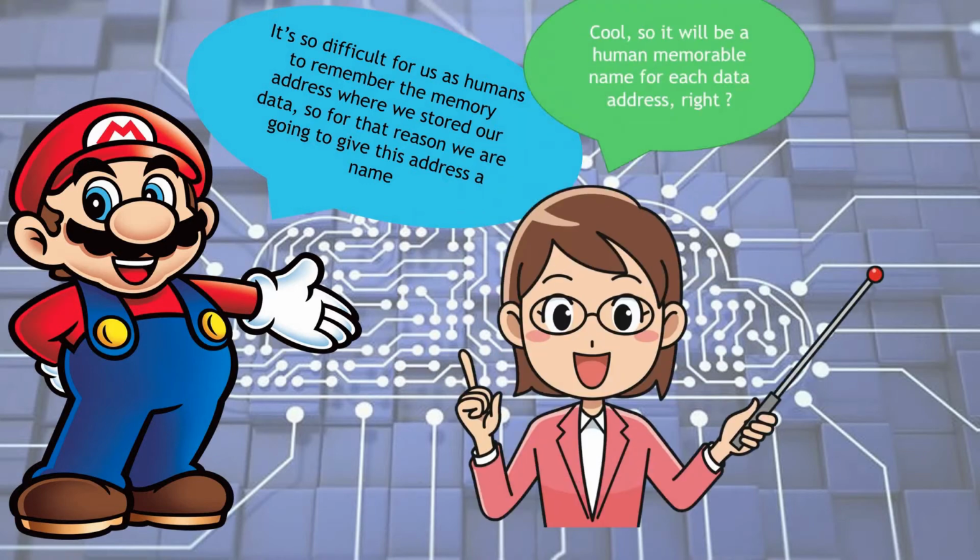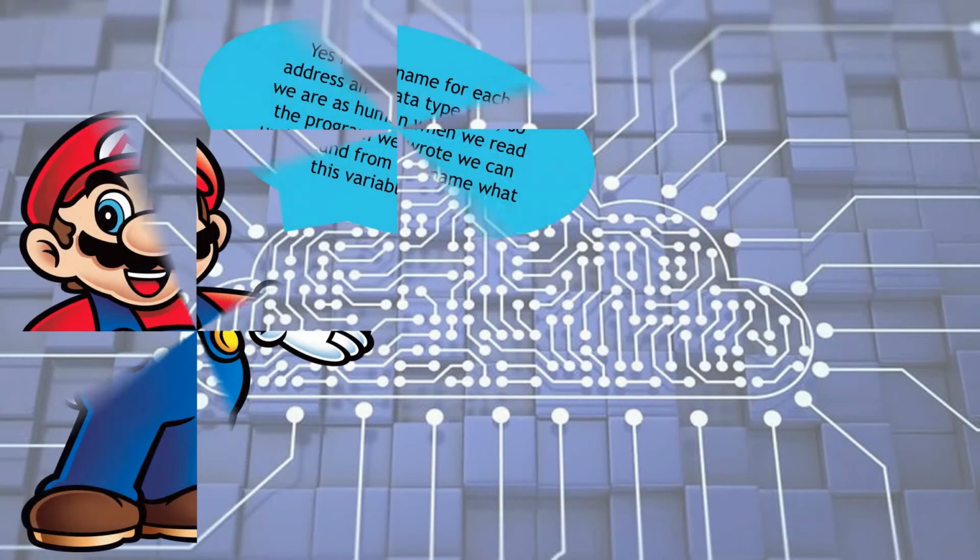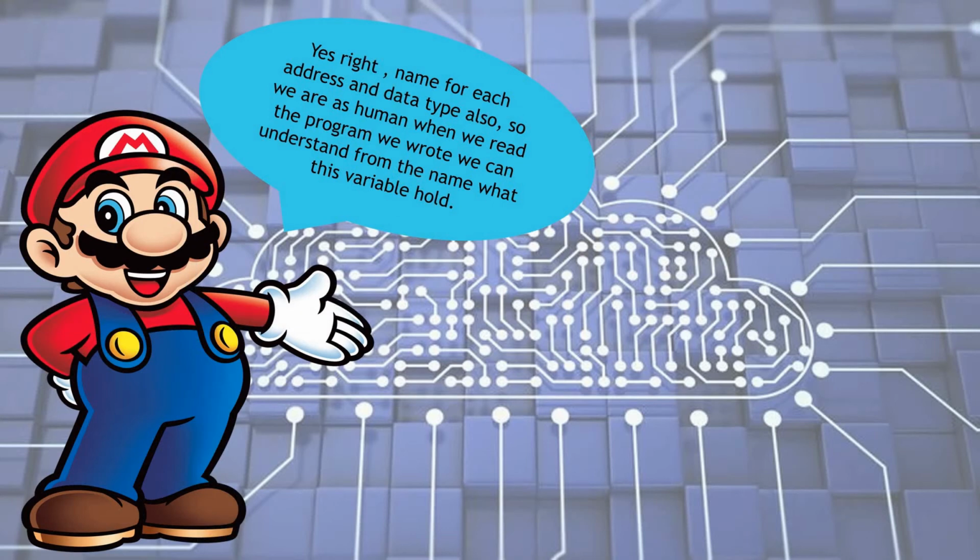I think it's clear. Yes, cool. So it will be a human memorable name for each data address, right? Yes, right. A name for each address, and a data type also. So as humans, when we read the program we wrote, we can understand from the name what this variable holds.